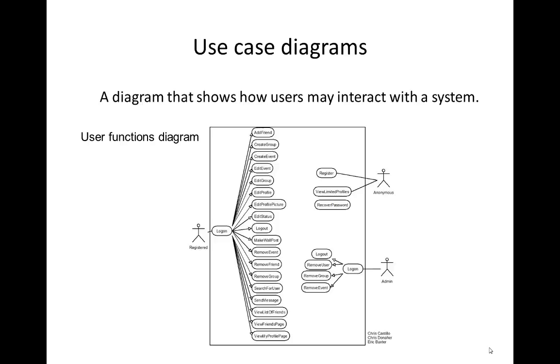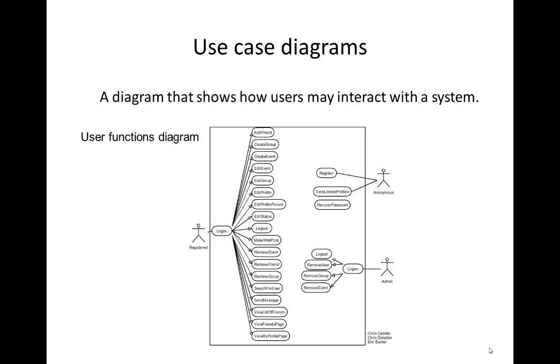So there's a variety of different types of these diagrams. This one is what's called a user functions diagram, which basically identifies some different users and the functionality that those different users might need. So here we've got, it doesn't matter what, a system involving administrators, people who log on to the system, users of the system. And we've also got two types of user. We've got a registered user and an anonymous user.